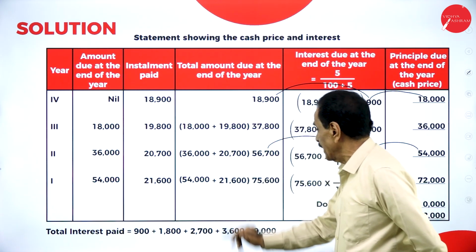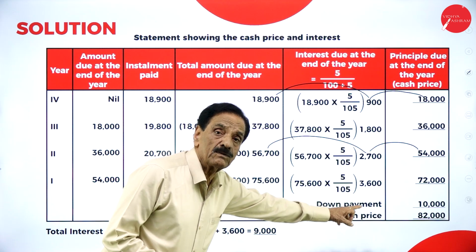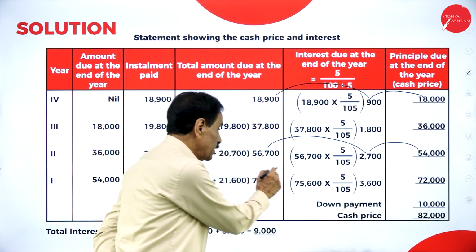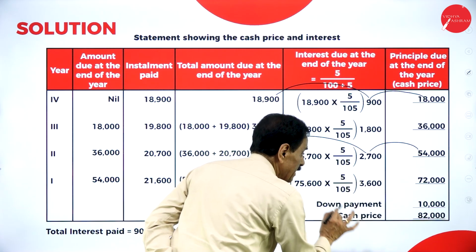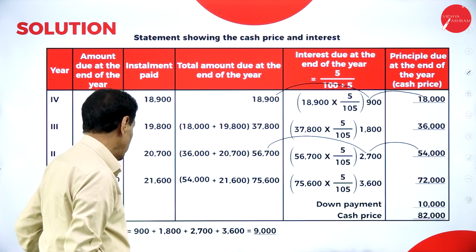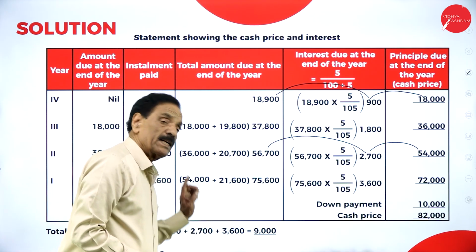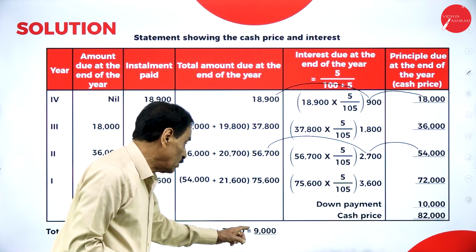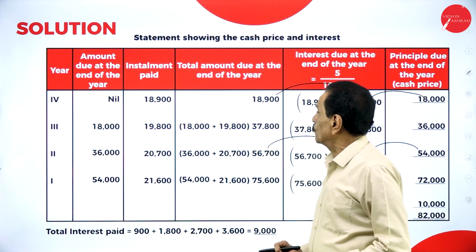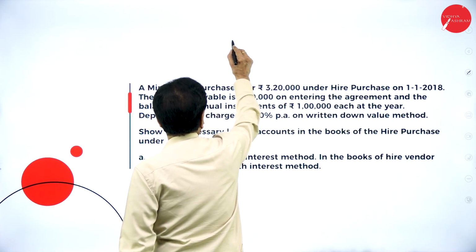It becomes 75,600. On 75,600, 5 by 105 is 3,600. Deduct, it becomes 72,000. Plus down payment, no interest is there, 10,000. Totally it becomes 82,000. The total interest is 900, 1,800, 2,700, 3,600. Totally 9,000. Hope you understand. So that was a 10 marks question. Then this is for 15 marks.